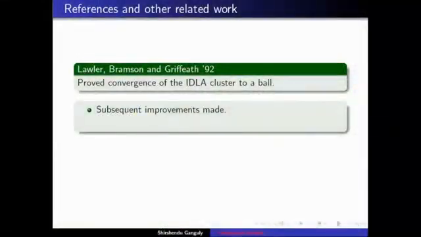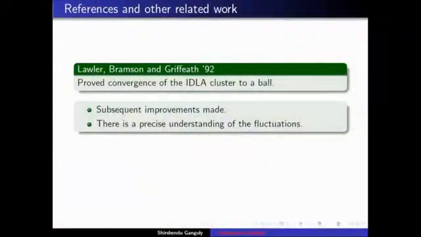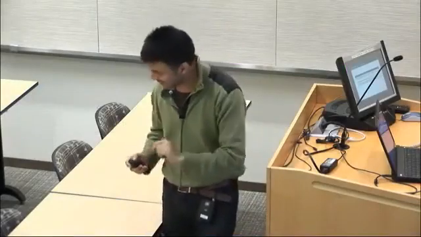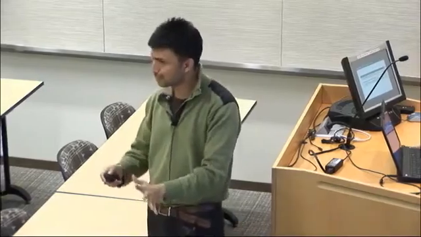But then subsequent improvements were made, first by Lawler himself, and then two groups, one including Lionel, Scott, and David Jerison, and another competing group. Yeah, so Lionel Levine, Scott Sheffield, and David Jerison were in one group. The other group was Asselah and Gaudillière. And now they really understand not just the order of the fluctuations, but what the scaling limit is. So there's a very precise understanding of this process.